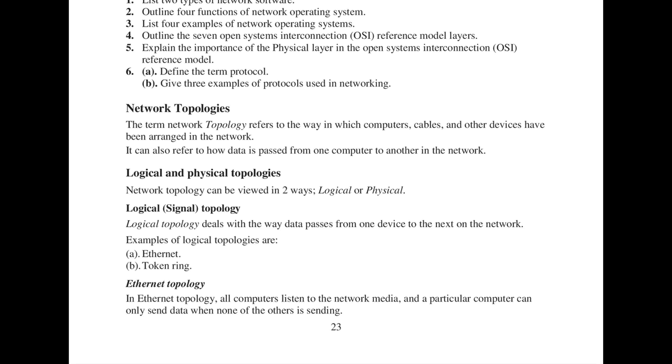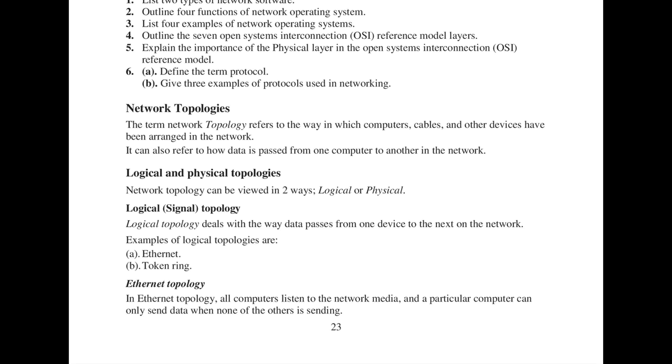The logical topology is the signal way. How does the signal travel? But the physical topology is how you arrange computers on the tables, how you arrange computers in your computer laboratory. The logical topology deals with the way data passes from one device to the next on the network. For that case, we have Ethernet and token ring.